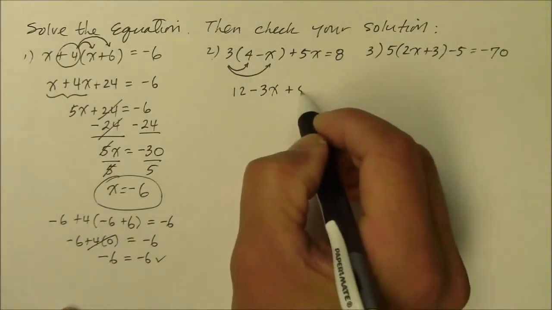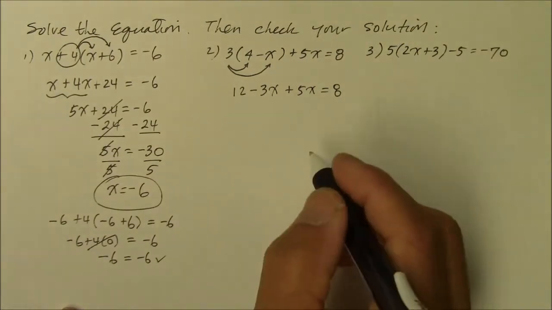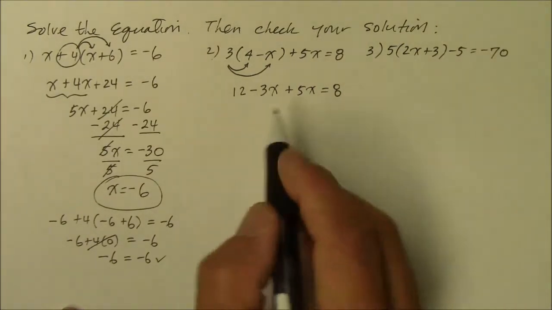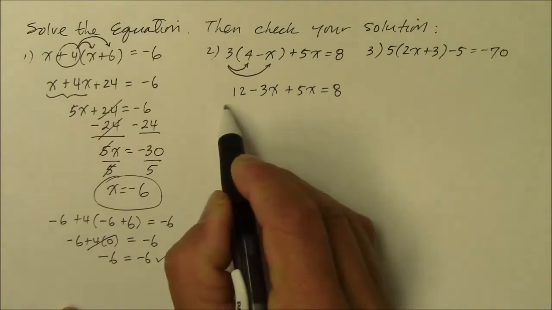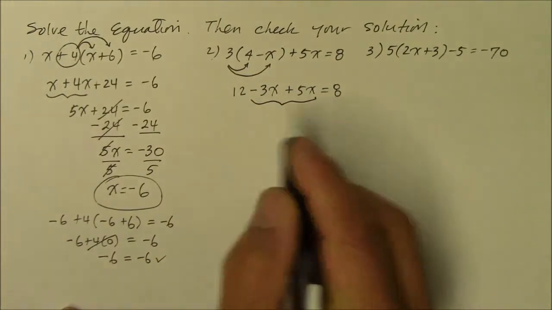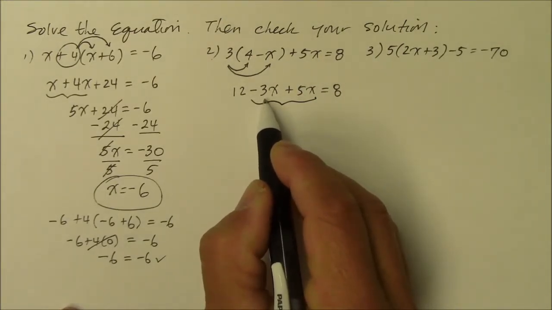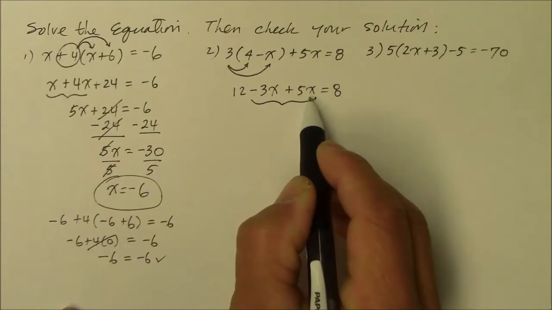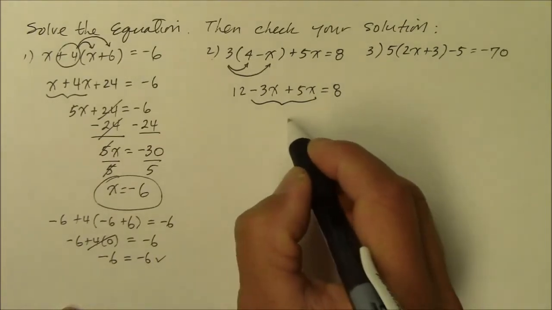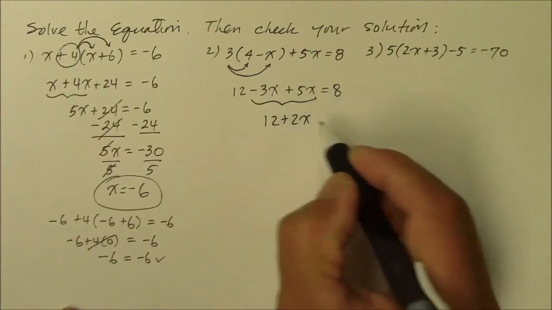Plus the 5x is equal to 8 on the right side. Now we have to combine the like terms. Which one of these 3 terms on the left, they are the same terms? Well, these two, they both have x's. So it's like saying you owe the bank $3, but you're going to put in $5. So your bank balance is actually positive. You have some money in there. So it's going to be plus 2x. Since we haven't done anything with the 12, it comes over here.